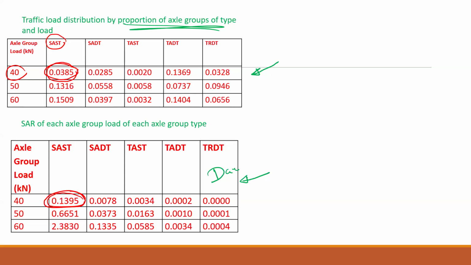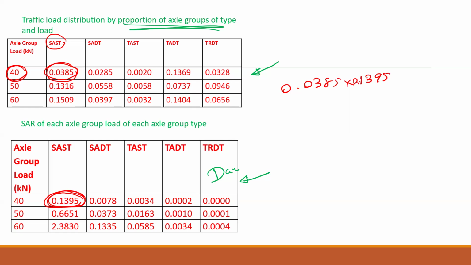If you consider one standard axle, one single axle, single tire, 40 kilonewton, one axle, it creates this much damage. But do we have one axle? No, we have 0.0385 number of axles, isn't it? So to find the damage created by this many axles, it's a proportion. That's why it is a decimal. So you need to multiply these two. Am I right?